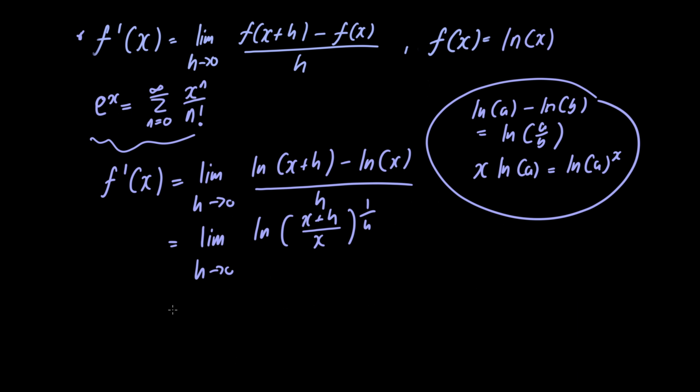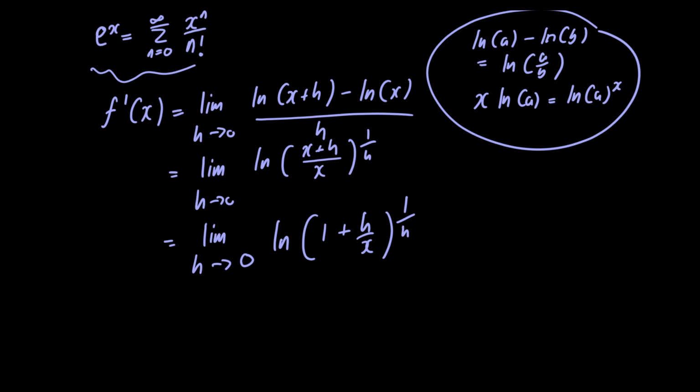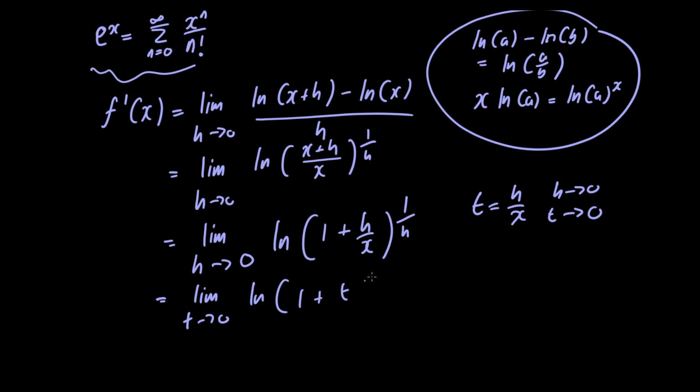Now we can simplify this further. We have the limit as h approaches 0 of the natural logarithm of 1 plus h over x, all raised to 1 over h. At this point we want to make the following substitution. Let t be equal to h over x, and as h goes to 0, t goes to 0 also. So we're going to have the limit as t approaches 0 of the natural logarithm of 1 plus t raised to 1 over tx, since tx is equal to h.